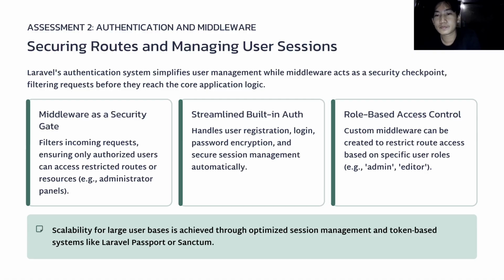And lastly, role-based access control. Custom middleware can be created to restrict route access based on specific user roles like admin and editor. Scalability for a large user base is achieved through optimized session management and token-based systems like Laravel Passport or Sanctum.